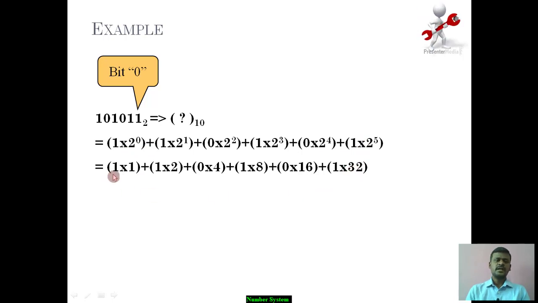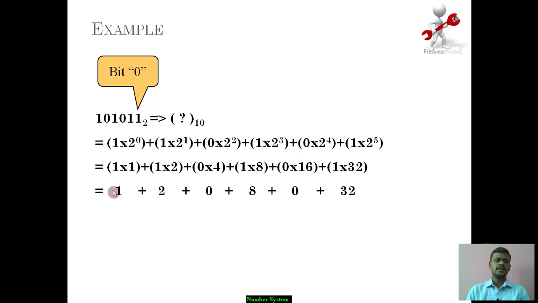Next we will again simplify using 1 into 1 is 1, 1 into 2 is 2, 0 into 4 is 0, because anything multiplied by 0 is 0. Next, 1 into 8 is 8, 0 into 16 is 0, as we have seen, 0 multiplied by anything is 0. Next, plus 1 multiplied by 32 is 32.